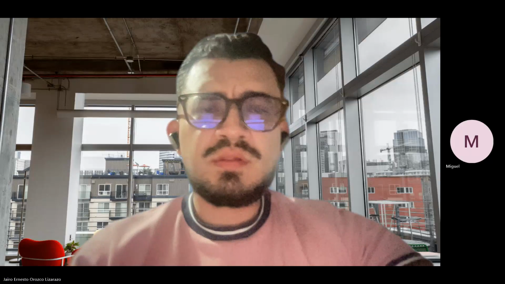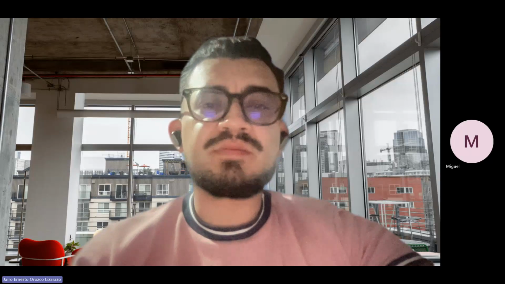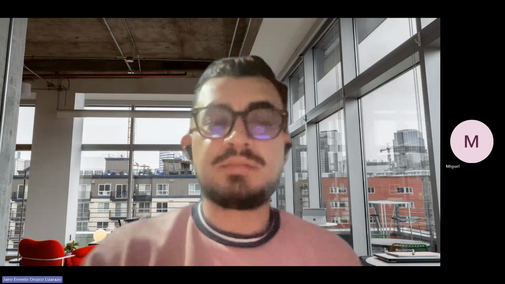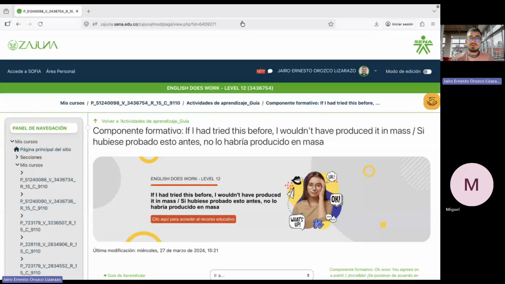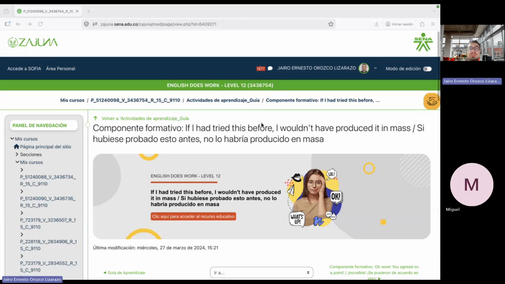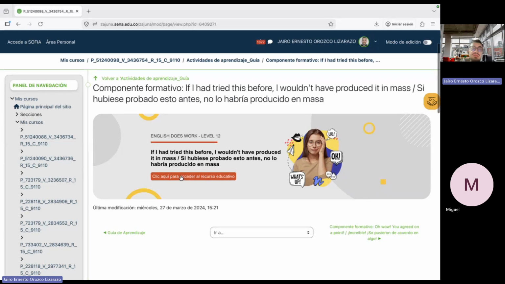In this case, for English, the first formative component is the one that we are talking about. I'm going to share the screen so we can see what the formative component is that I'm talking about. If I had tried this before, I wouldn't have produced it in mass. Si hubiese probado esto antes, no lo había producido en mass.